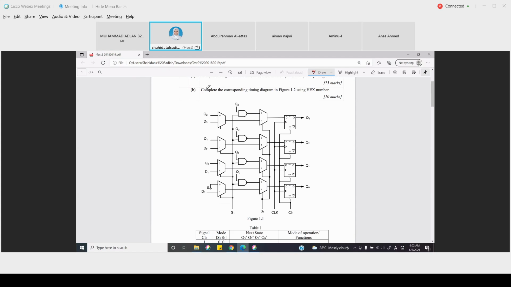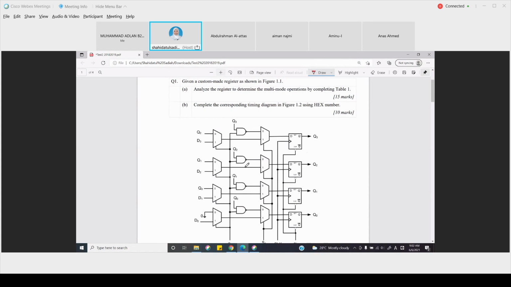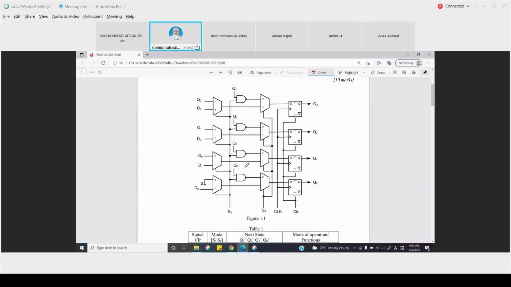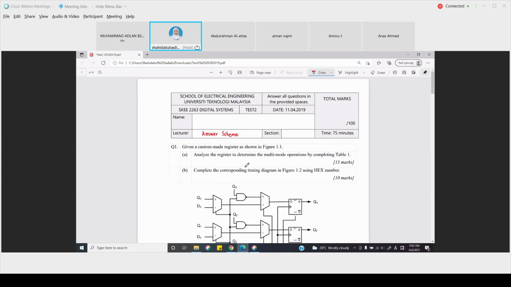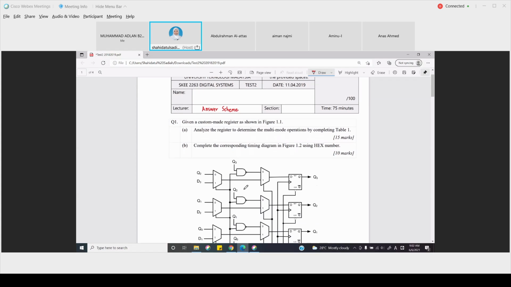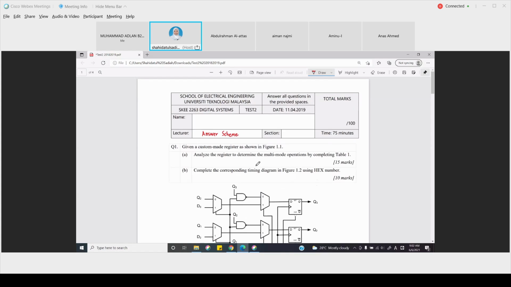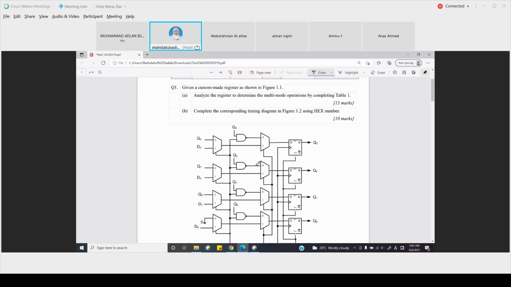I have to make the screen smaller because I need to see the whole circuit here. Hope you can see well. We only have 1 hour, so let's do this together. This is my answer, because I don't see the answer scheme. So this is my answer scheme for semester 18-19, test 2. All right, let's look at question 1.